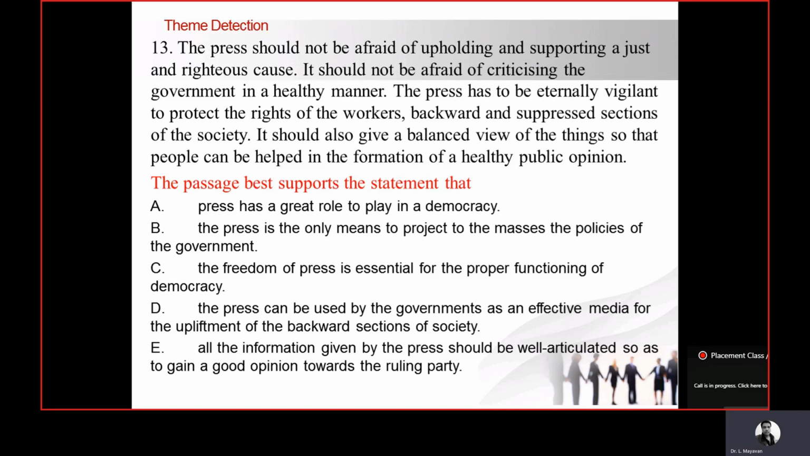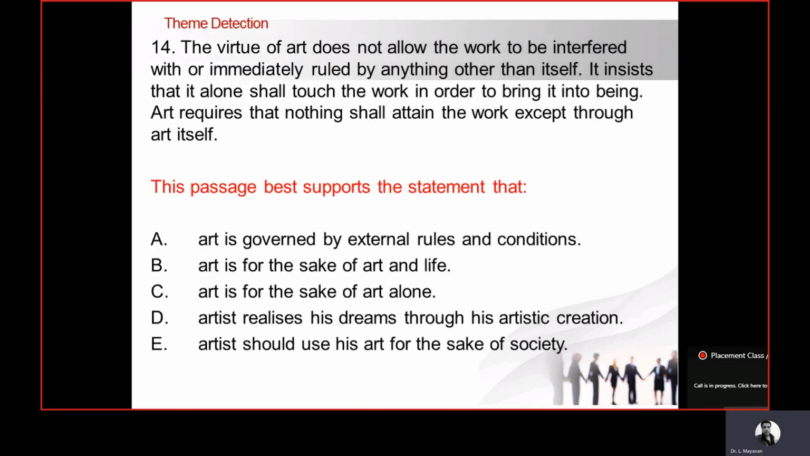I hope I'm clear to everyone. Let's move on to the last passage. Let me read the options. Art is governed by external rules and conditions. Art is for the sake of art and life. Art is for the sake of art alone. Artist realizes his dreams through his artistic creations. An artist should use his art for the sake of society.